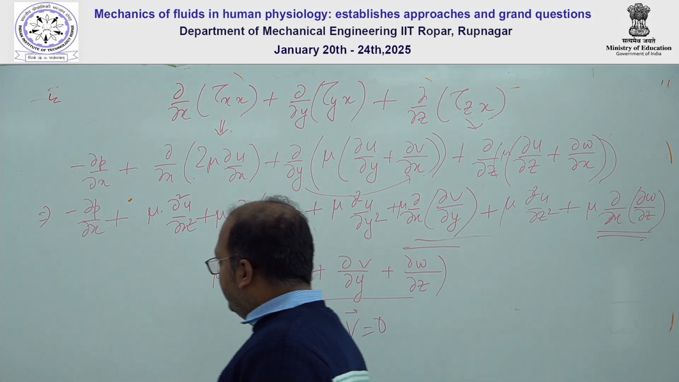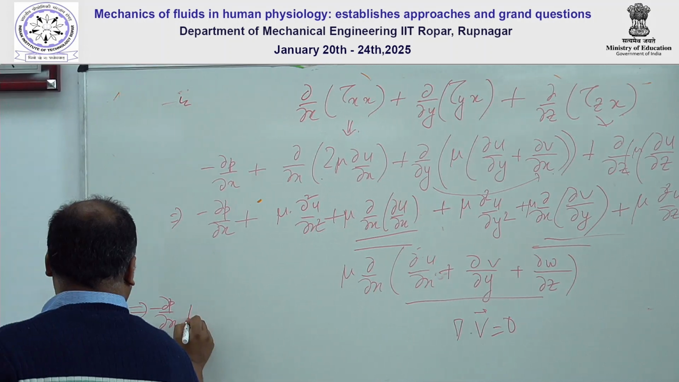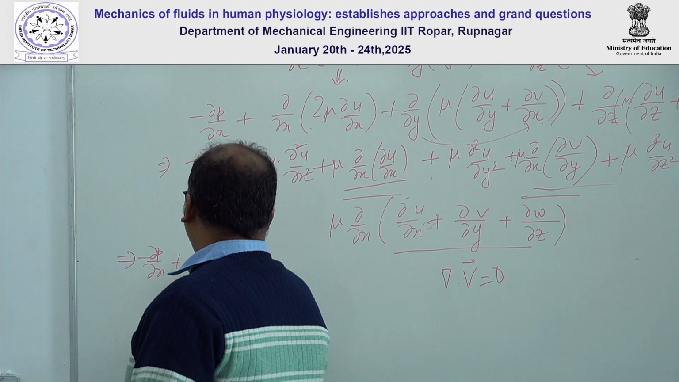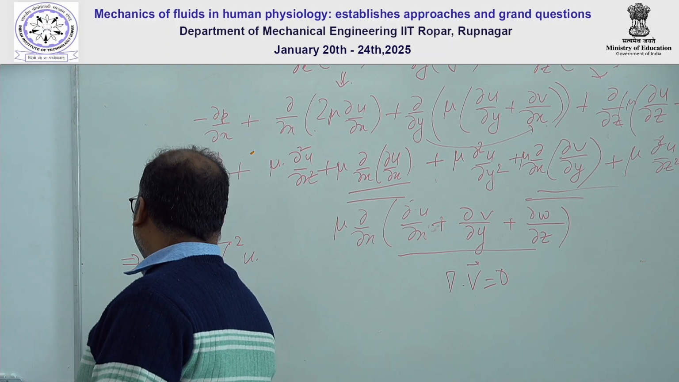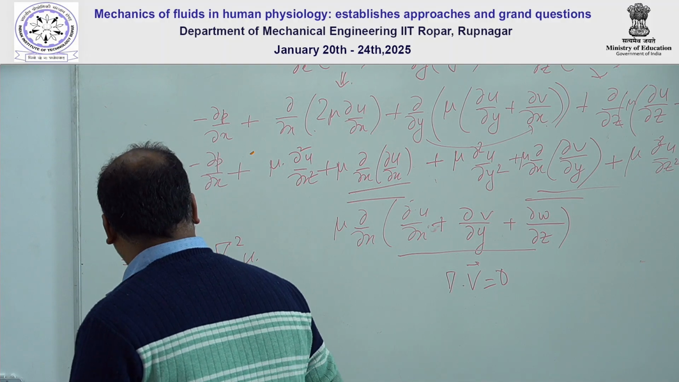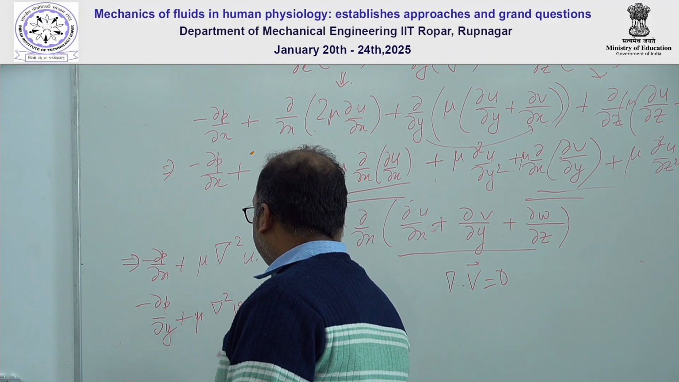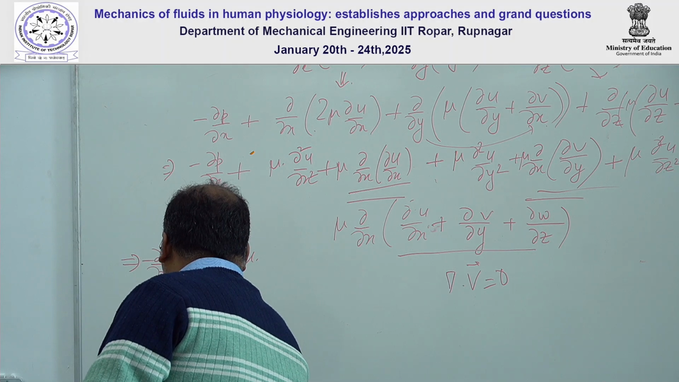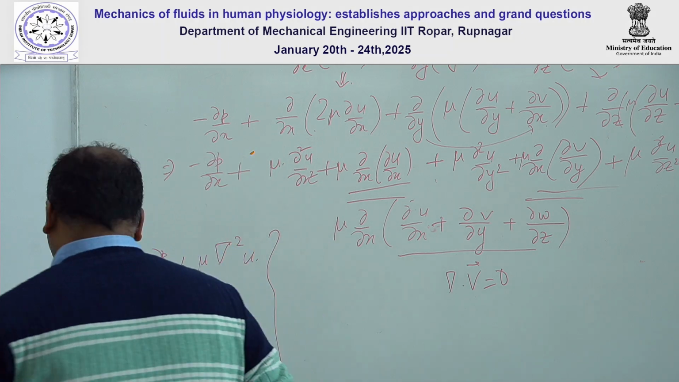So thereby we are finally left with these terms: minus del p del x plus all the second order derivatives of the u component. So this we can write as mu Laplacian of the u component. Similarly for the y, this is for the general one. I am not going into the averaging procedure still now. This will be v, and the next one will be minus del p del z plus mu Laplacian of w. So these are the general components.